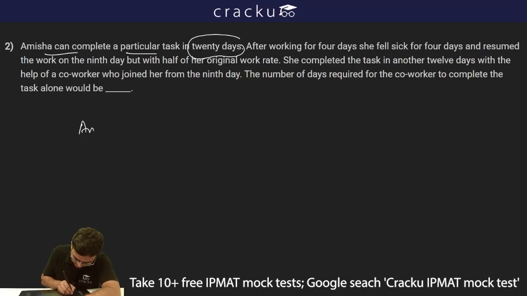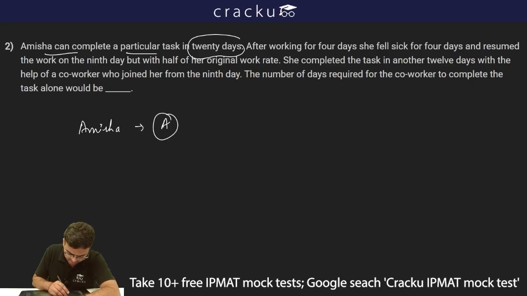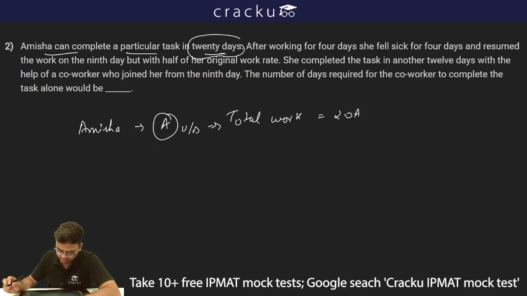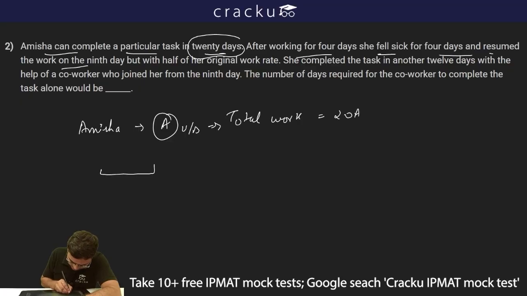So let's say Amisha's efficiency is A. Now Amisha can complete this particular task in 20 days. So total work will be 20A. If her efficiency is A units per day, total work will be 20A because it is done in 20 days. After working for 4 days, she felt sick for 4 days and resumed work on the 9th day. So for the first 4 days, she worked. So in this time, the total work will be 4 into A.